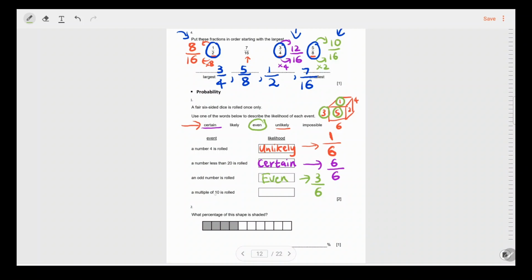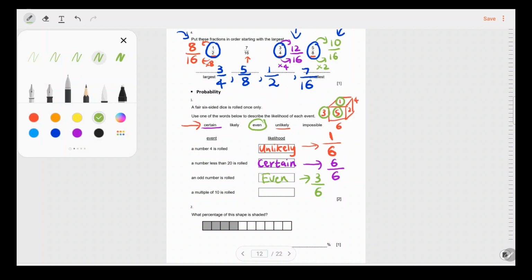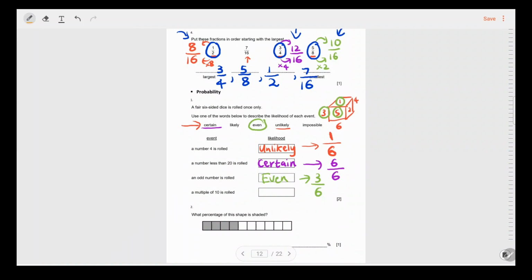And then we have a multiple of 10 is rolled. So the multiples of 10 are 10, 20, 30, and so on. None of these are multiples of 10. So the chance here is 0 out of 6, which is impossible. So that's pretty much it.